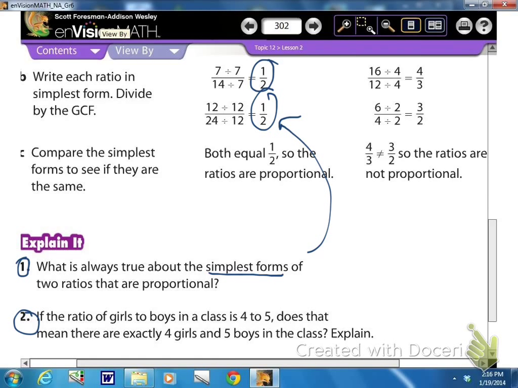Now, if the ratio of girls to boys in a class is 4 to 5, does that mean there's exactly 4 girls and 5 boys in the class? No. That could mean that there are 8 girls and 10 boys in the class, because remember, this could be in its simplest form. So if I multiplied each by 2, I could have 8 girls and 10 boys. Or if I multiplied by 3, I could have 12 girls and 15 boys. So that doesn't always mean that that's exactly the number of girls or exactly the number of boys.